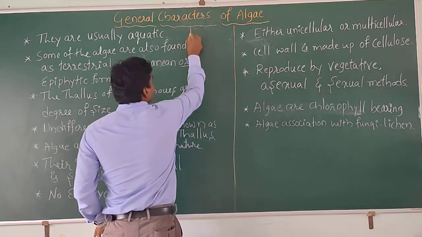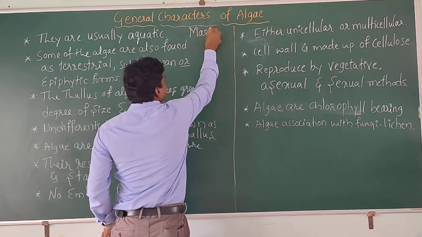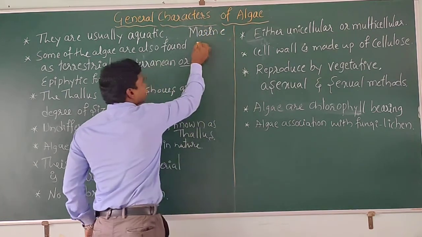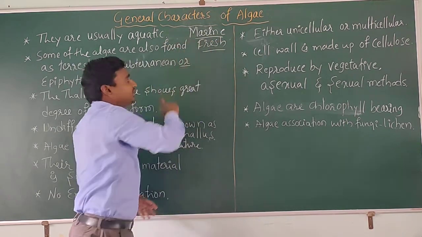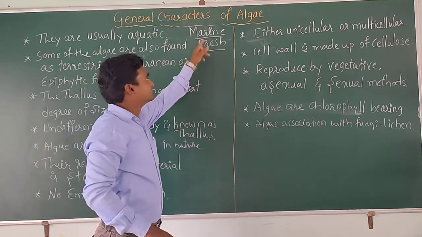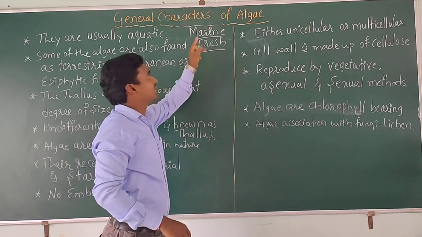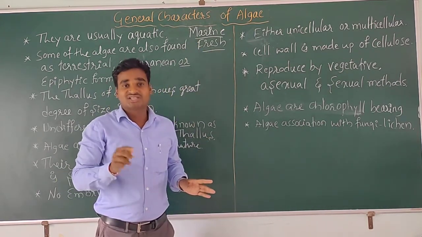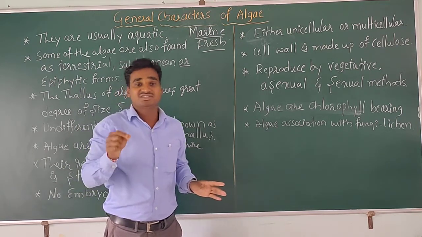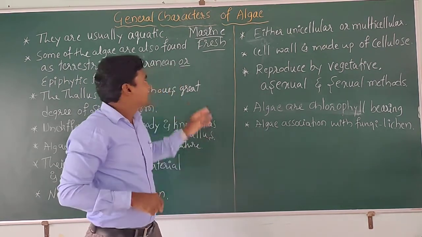One is marine and another one is freshwater. Marine means the ocean, the sea, where the water saltness is more. That is the marine form.